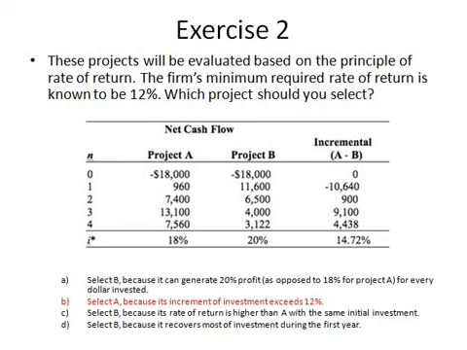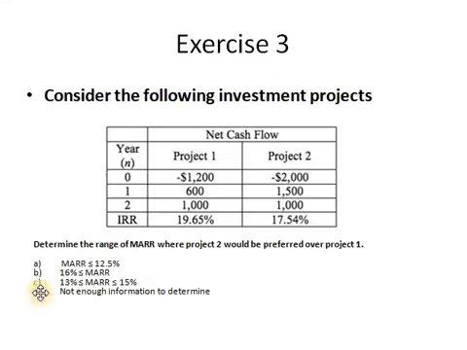Let's move on to the next question, exercise 3. Here I have two projects and I want to choose the best. Now here it's asking, determine the range of the MAR which makes project 2 preferred over project 1. Here I didn't specify the method of solution. I didn't tell you use incremental analysis and present worth or use incremental analysis and IRR. I didn't say it. So you can choose whatever you want as long as you get the final answer which project is better.